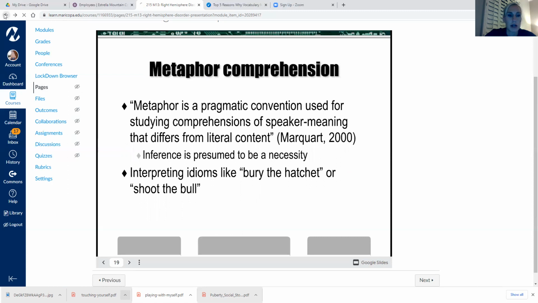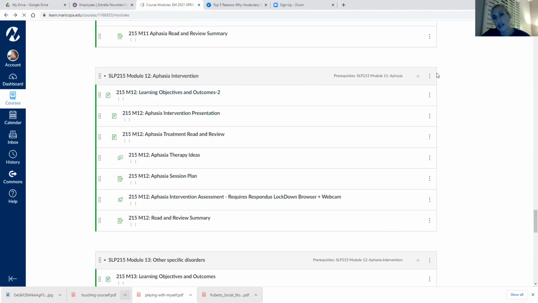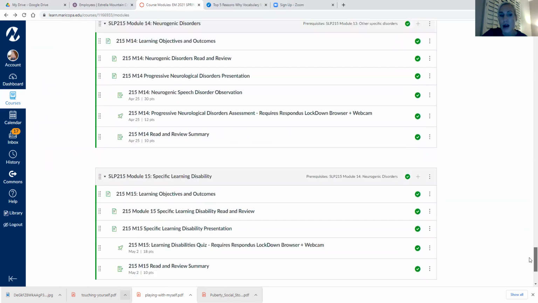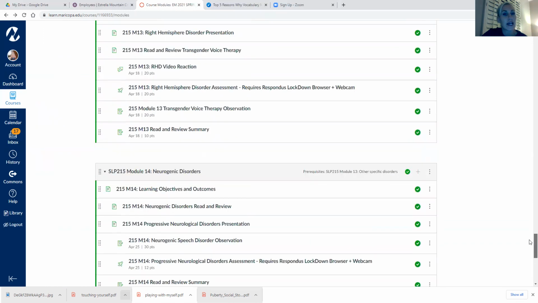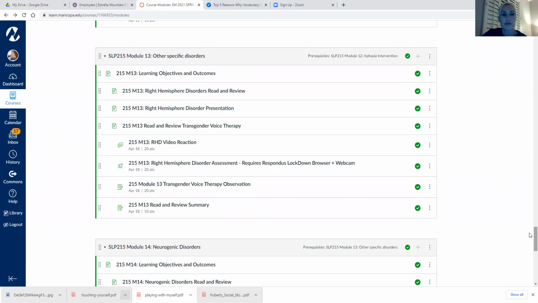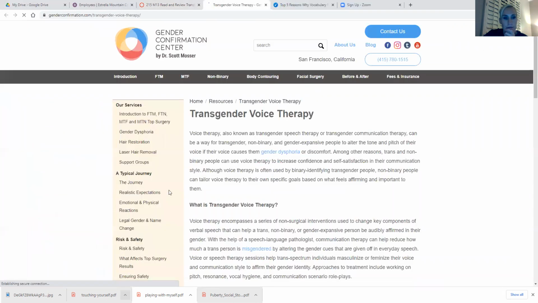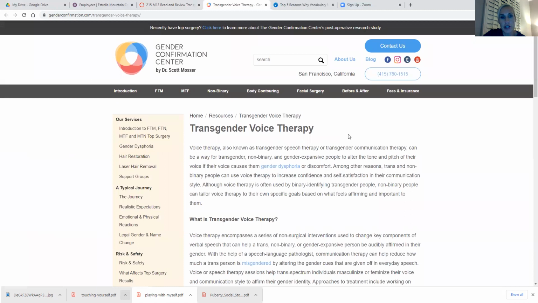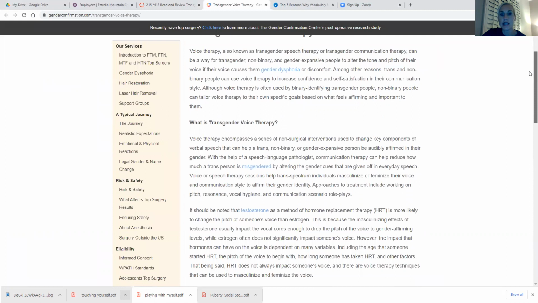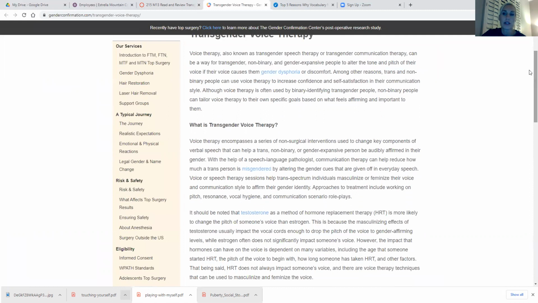Then the other disorder I want to talk about. Like I said, with right hemisphere, it's not that common, or you might suspect someone has some right hemisphere involvement, but they're seeing you for a different issue. Transgender. So let's go to transgender voice therapy. This is a newer thing. I have never done this. I don't know much about it. I think it's a newer up and coming part that SLPs and voice clinics are doing.